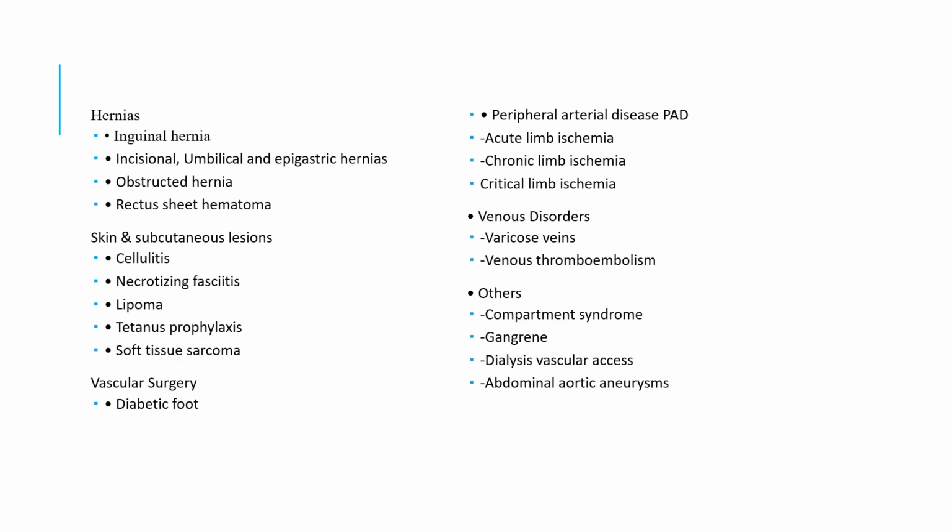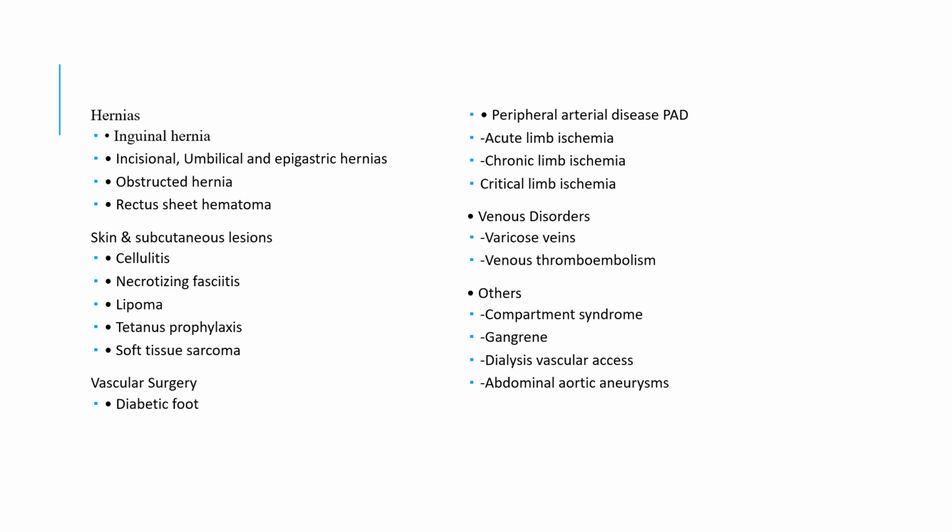Then hernia: you have to know the ins and outs of hernia, inguinal hernia, the difference between inguinal and femoral hernia, the different types of inguinal hernia, direct and indirect, and how you differentiate and identify them. What are incisional, umbilical, and epigastric hernias? What are obstructed hernia, strangulated hernia, and incarcerated hernia? The different terminology you have to know. What is a rectus sheath hematoma? Then other named hernias, there are many, like Cloquet, Richter, sliding, Littre, there are so many.